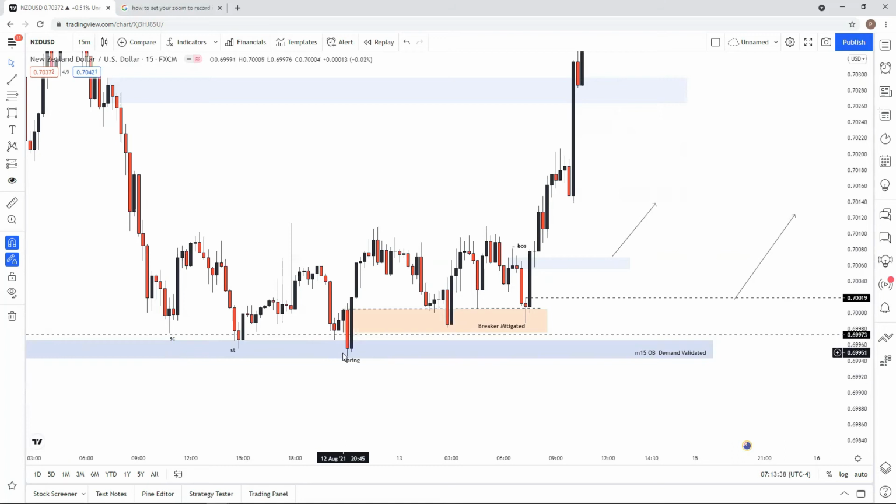A low and a lower low. Price trades higher, gives us an order block. Okay, and that becomes an area for a mitigation. Price trades back in there, and boom.